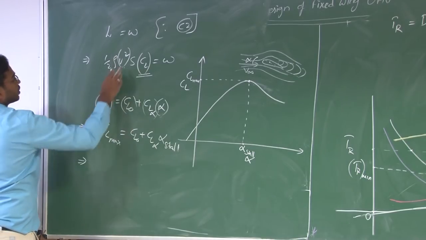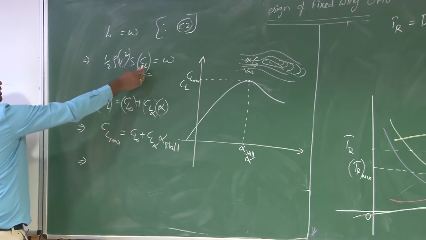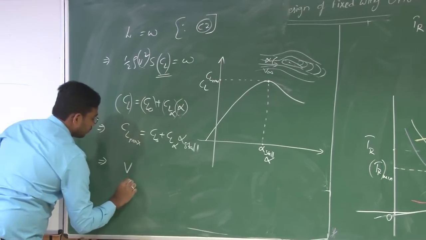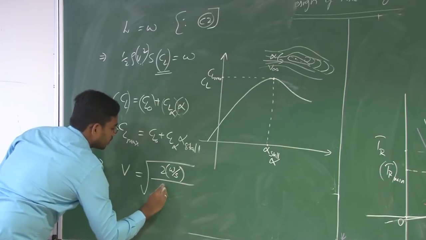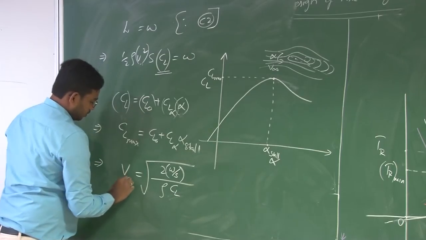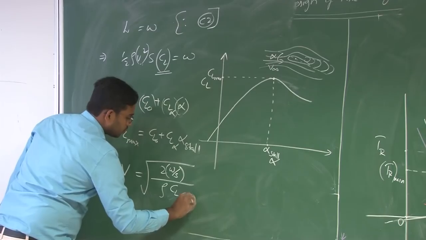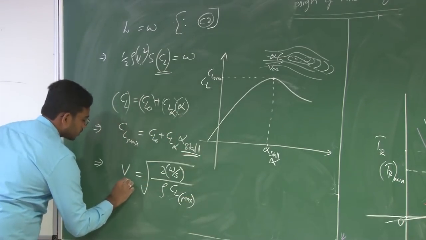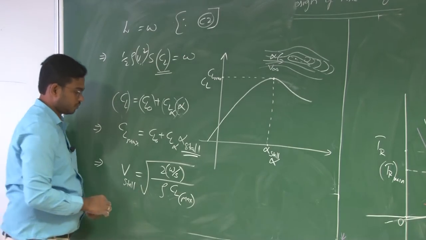Right. So what you have here is the corresponding velocity at which CL is max, known as V stall. V equals the square root of twice W by S, divided by rho into CL. Now, if this is your maximum CL, which is obtained at alpha stall, the corresponding velocity of flight is known as the stall velocity, right?